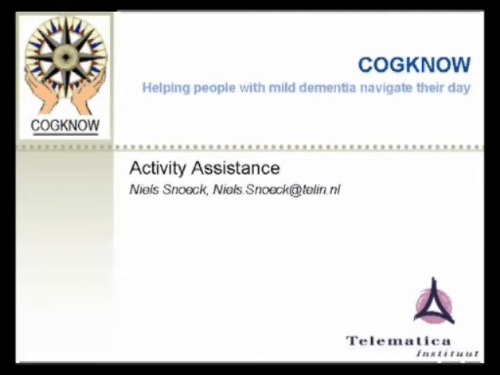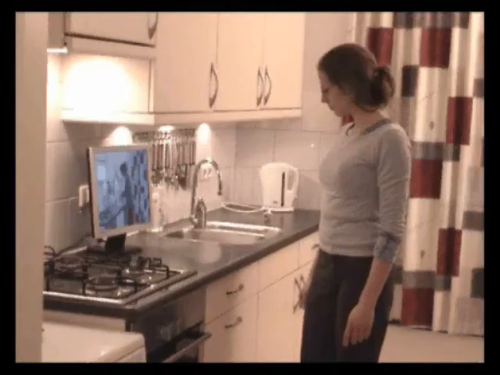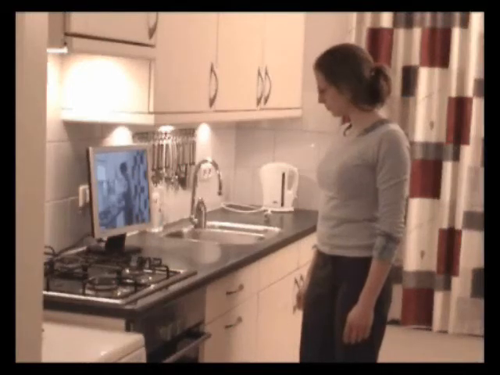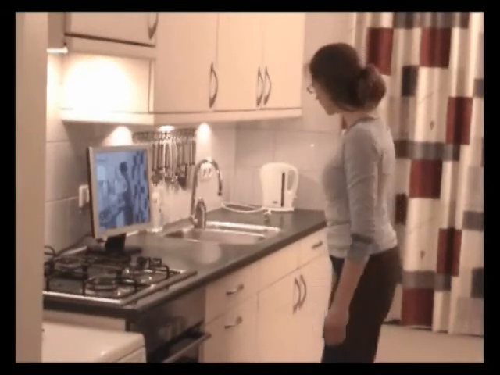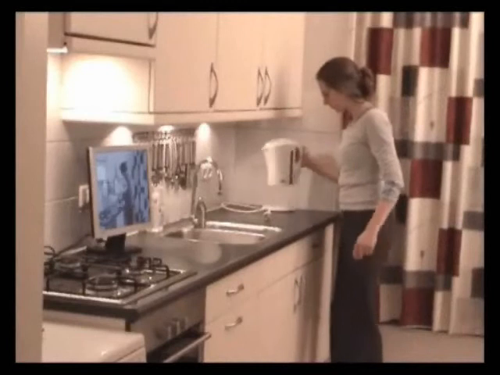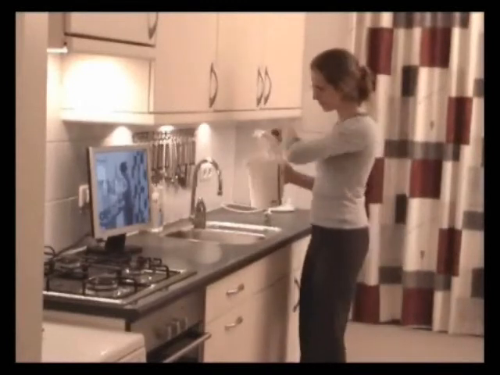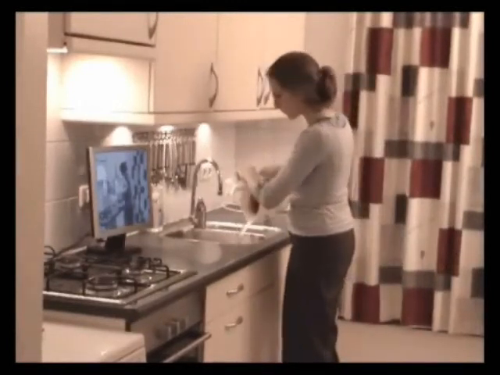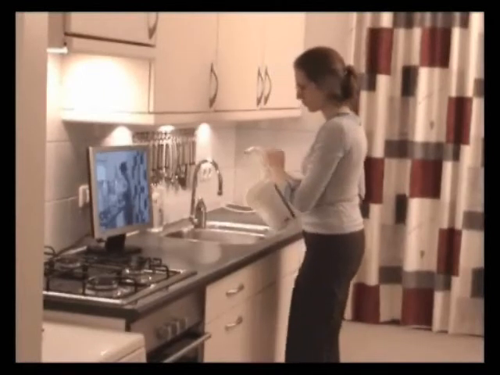In this video, we demonstrate the Activity Assistance module as implemented for the second field trial of the COGKNOW project. The Activity Assistance module aims at supporting people with dementia in accomplishing everyday tasks in their home environment. To illustrate the principle of activity assistance, this video shows how a person with dementia is guided to the task of preparing a cup of tea.